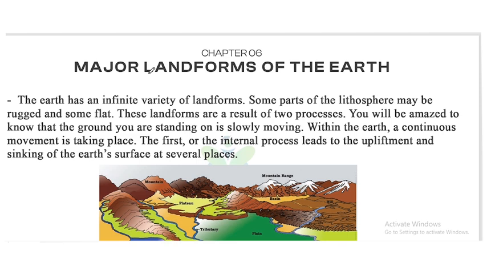So today we are going to discuss 6th class NCERT Geography Chapter 6, Major Landforms of the Earth. The Earth has an infinite variety of landforms. Some part of the lithosphere may be rugged and some flat. Last class we discussed the lithosphere, atmosphere and hydrosphere.